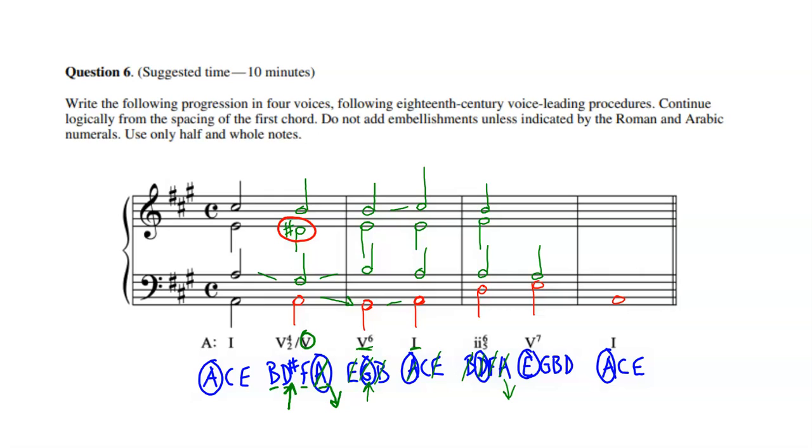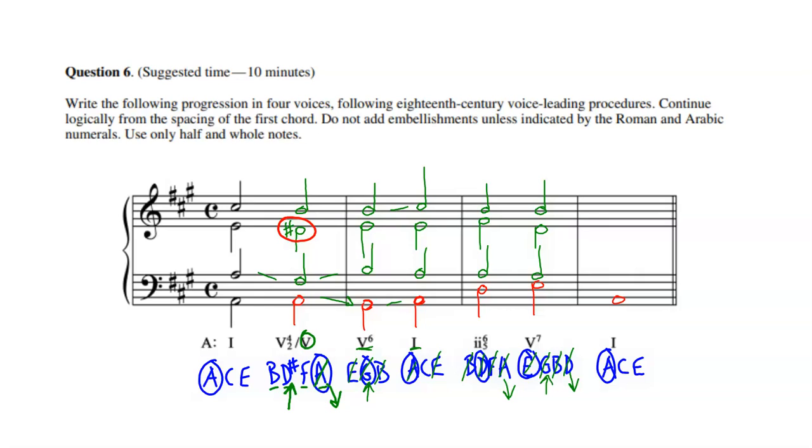So I've got an E and a G already there. I need a B and a D. So B can be the same. And then if I put my alto on the D, nothing too extreme there. No parallel motion there either. So now on this one, the D needs to come down, the leading tone G needs to go up.